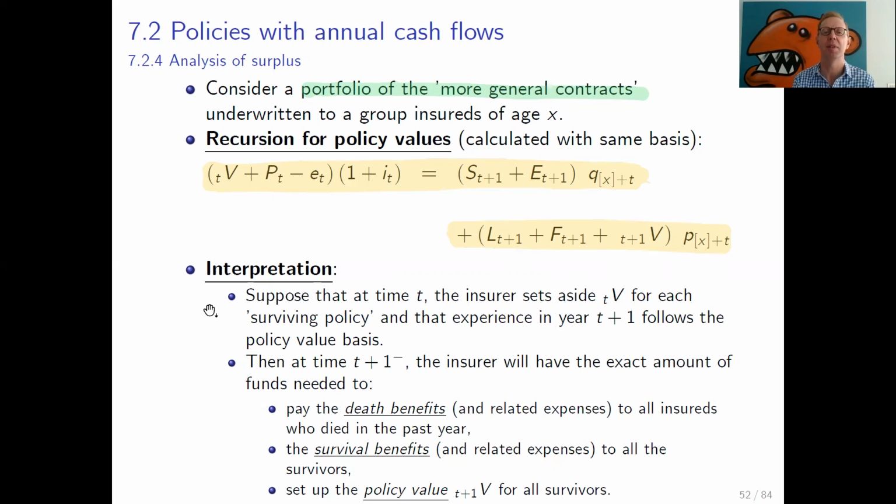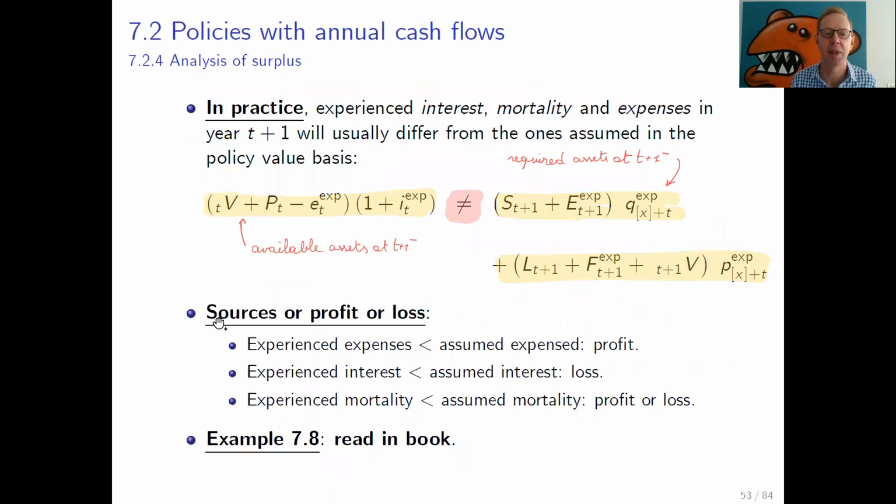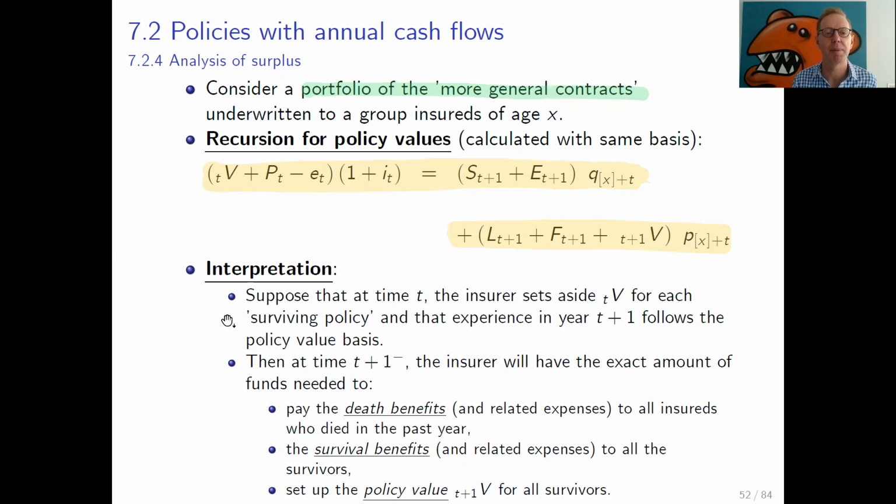How can we interpret this recursion? Well, as follows. Suppose that at time t, the insurer sets aside V_t for each surviving policy, for each policy still in force at time t. And suppose that the experience in year t+1 follows the policy value basis. So we assume that in the year t to t+1, interest, mortality, and expenses are exactly as we have assumed in the policy value basis.